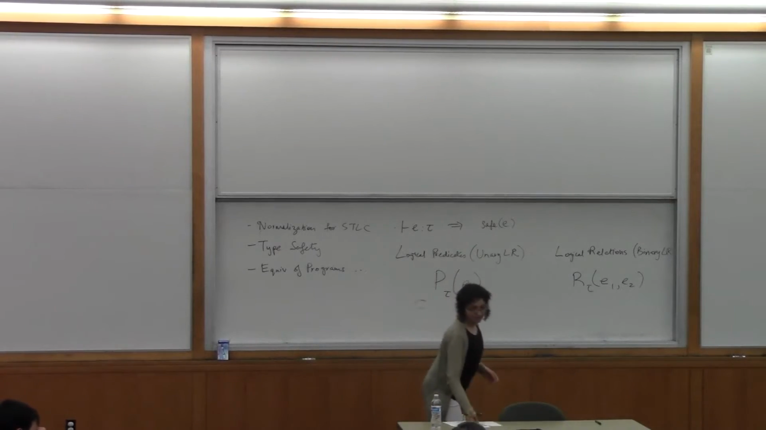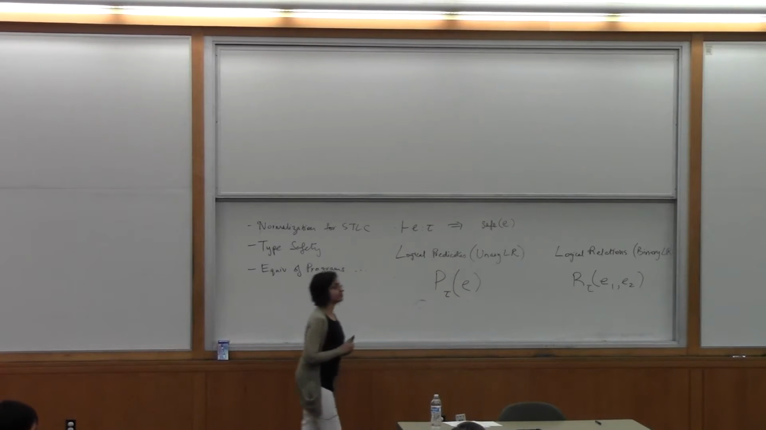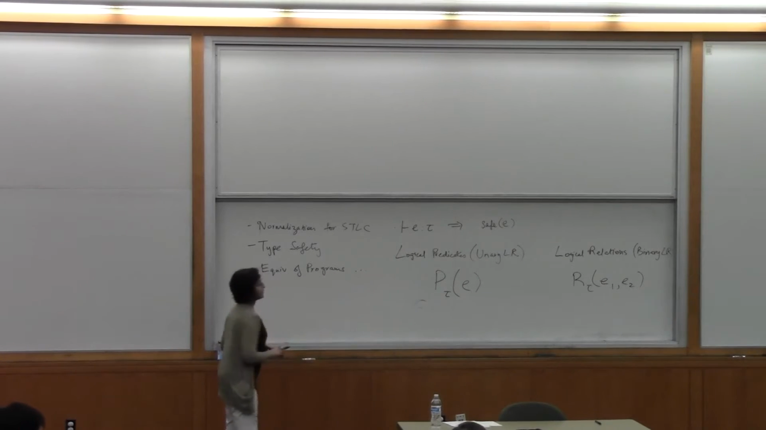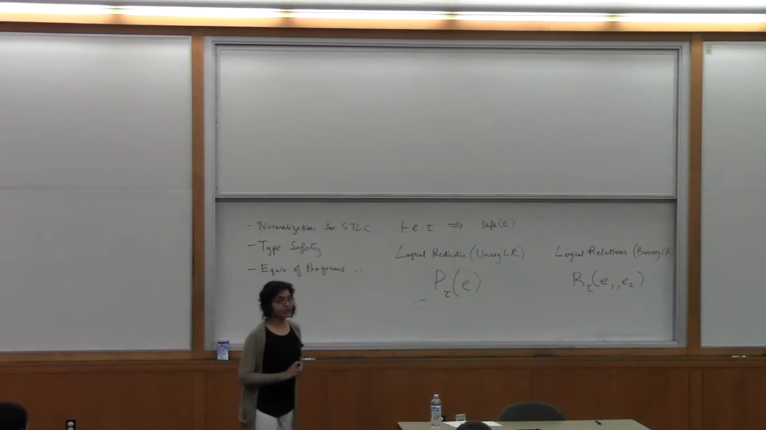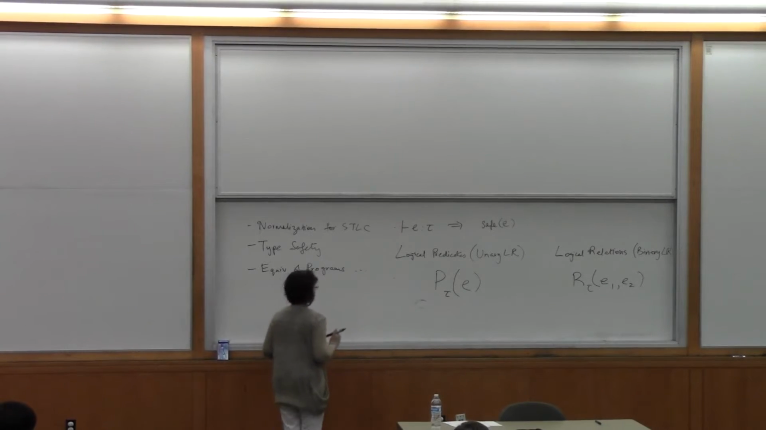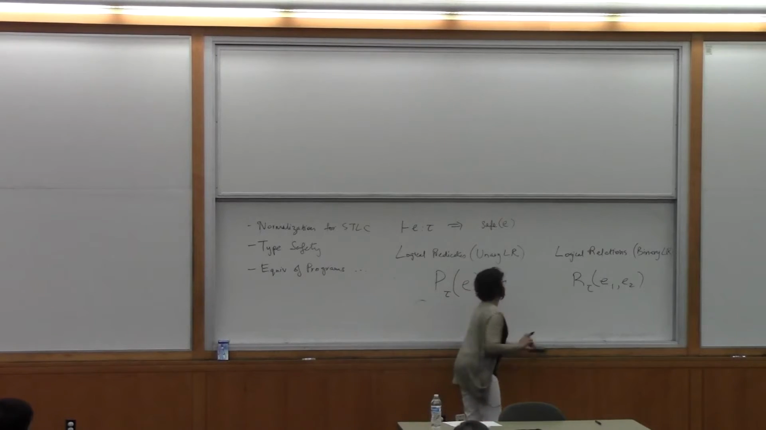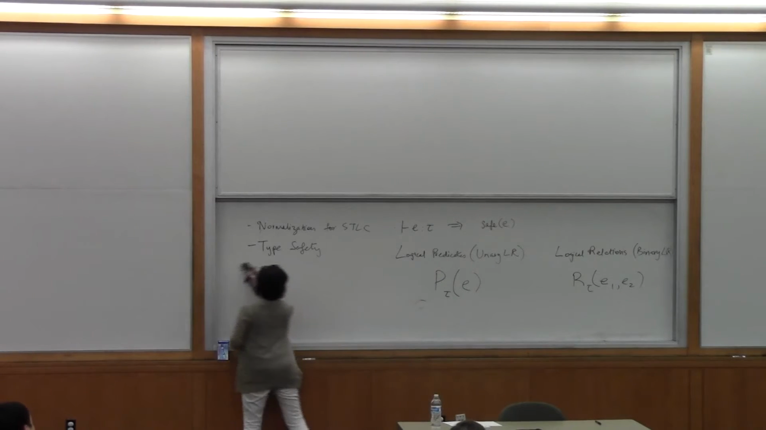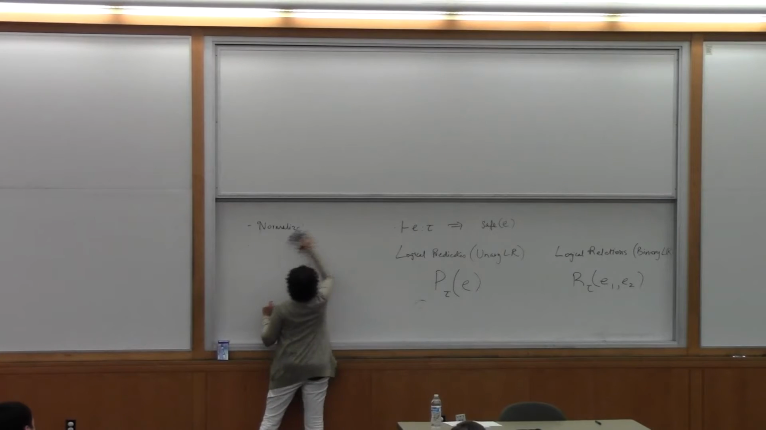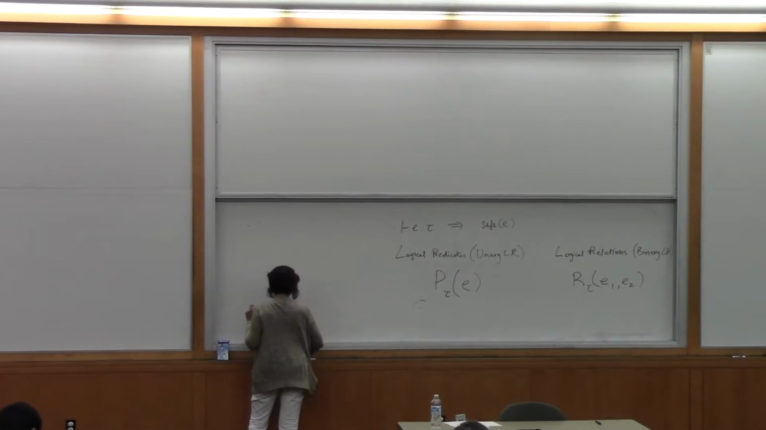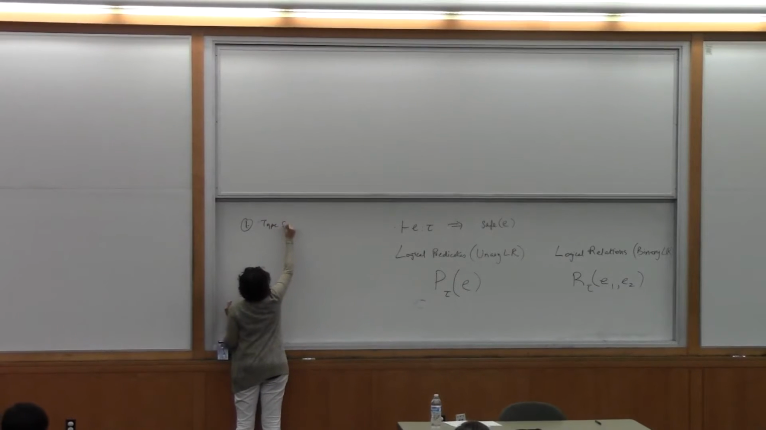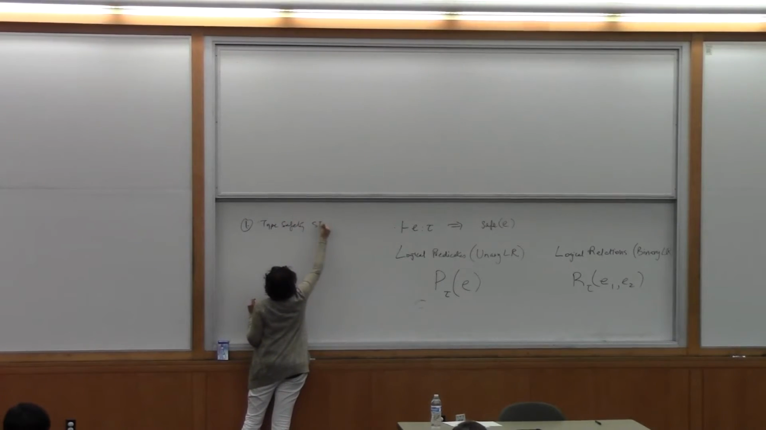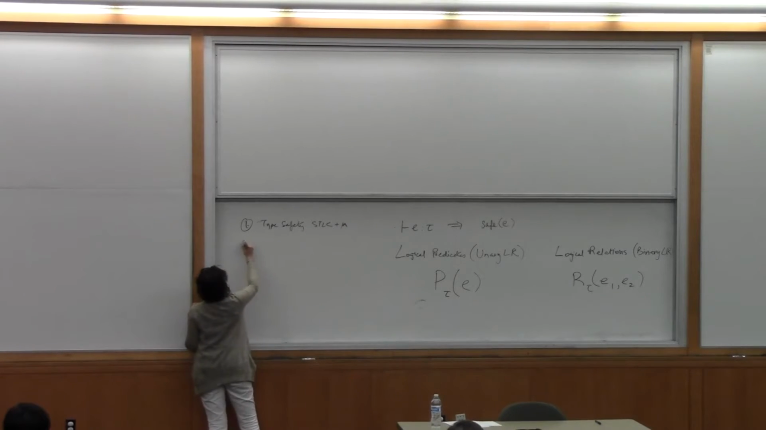So let's start to make things more concrete. I said that I want to talk about type safety today for simply typed lambda calculus with recursive types. So let's move towards that. And actually, before I do that, let me broadly tell you what my plan is for these 4 lectures. So today we're going to do type safety, STLC plus recursive types, mu.